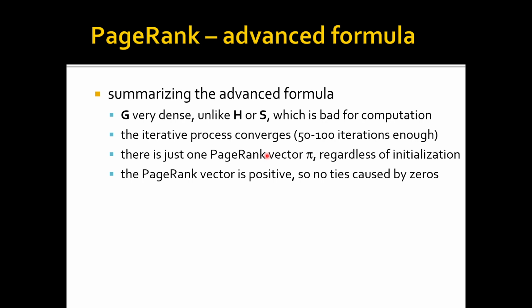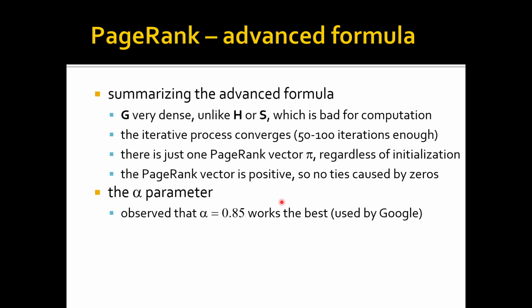So that's good. And all of the numbers in the PageRank vector are positive, and there are no ties caused by zeros. This was the problem of the rank sinks. There were many zeros, so there were ties. This is not the case with the G matrix. Now the parameter alpha was observed to work best at 0.85. This is really an empirical value reported by Google that it works the best. So there is something like 15% of randomness or noise in the Google matrix.